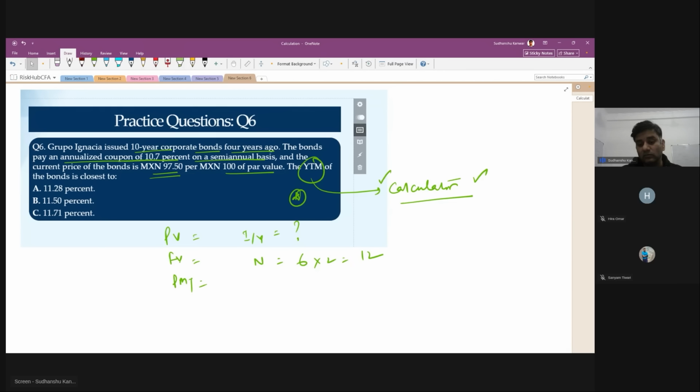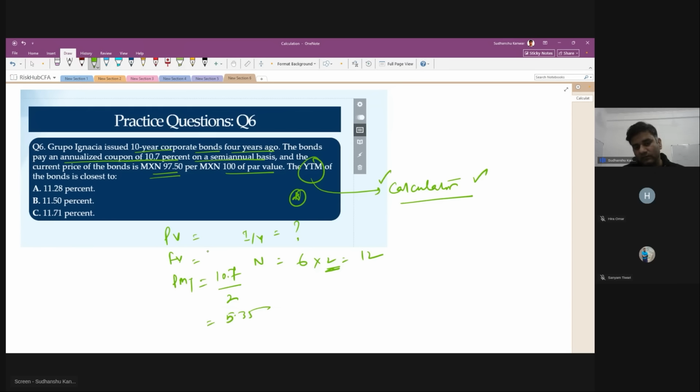Right. So I'm just giving you proper hacks, guys, how you can do faster questions. You will understand things, but if N is being multiplied by 2, what is the thing which will be divided by 2? Your coupon will be divided. So 10.7 was your interest, so 10.7 will become semi-annual, which will become 5.35. PMT is 5.35.